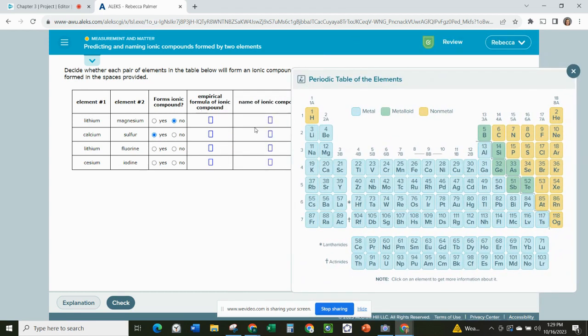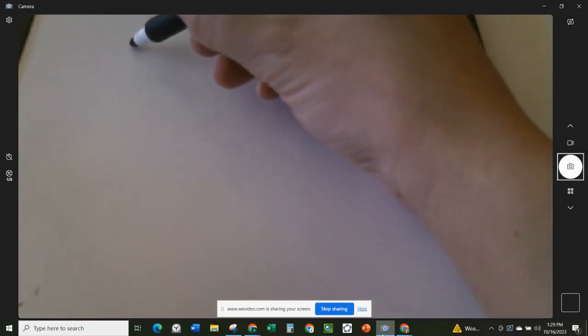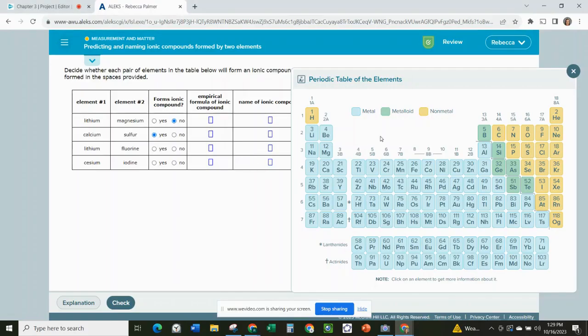So I'm going to pull up my whiteboard. We need the compound for calcium and sulfur. So for the empirical formula, the first thing that we need to look at is our periodic table. We need to look at the charge that's formed. When we are looking at our periodic table, we can use the second row, these numbers, and that tells us the charge that's formed.